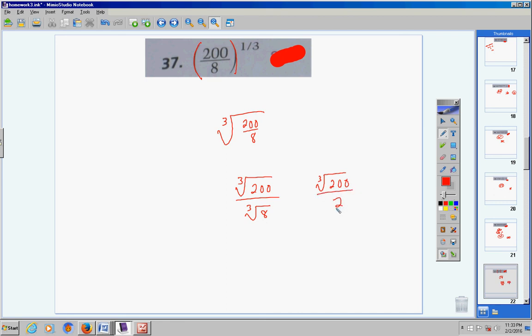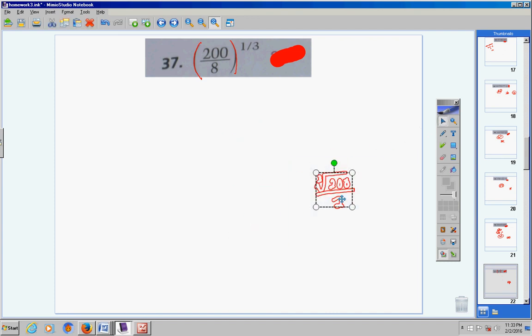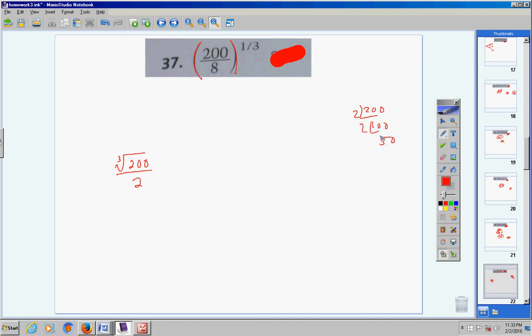Alright? Now, I'm trying to think of any more simplifying we can do. There is actually, because remember what I've taught you. Hey, we don't know the third root of 200. Okay? We do not know the cube root of 200. However, watch this, guys. We can list out the prime factors of 200. There we go. And remember what to do.